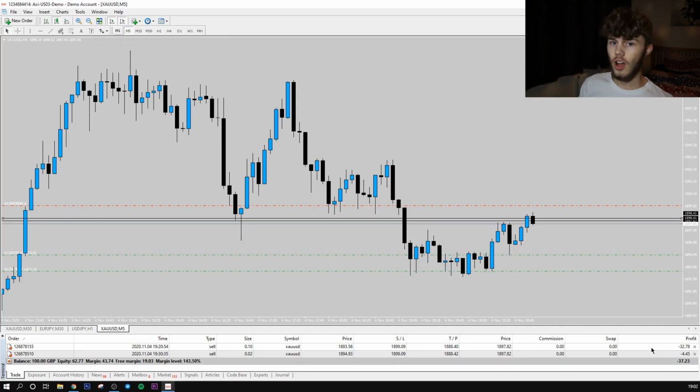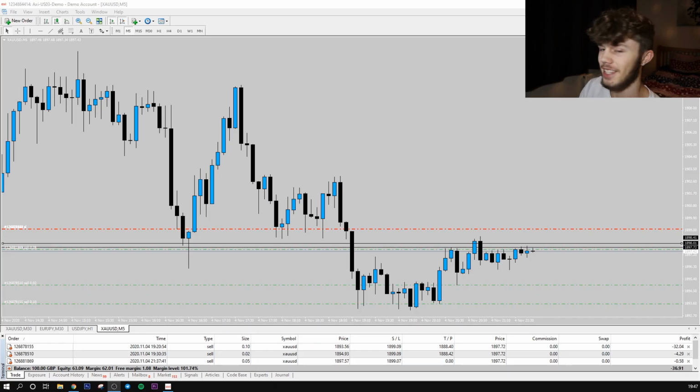But yeah, I didn't actually want to make money on this account. I just wanted to show you that this isn't the right way to trade. But you know, we still have hope. There always is that chance that it could reverse and smash the take profit. But yeah, we've got to pray to the trading gods on this one.